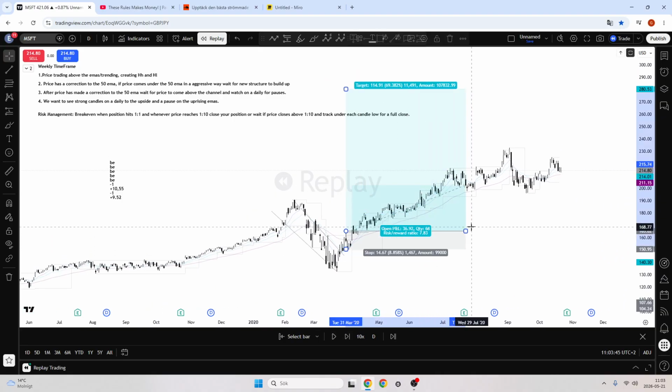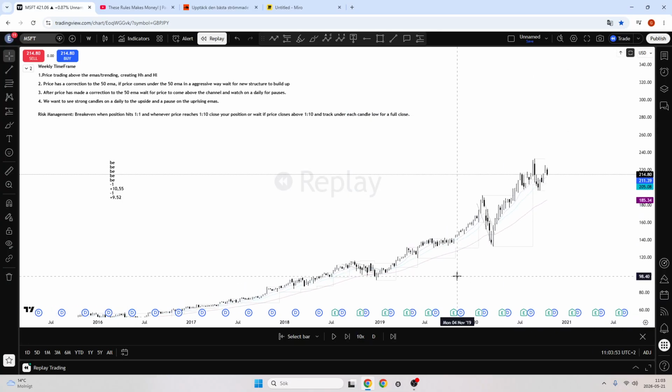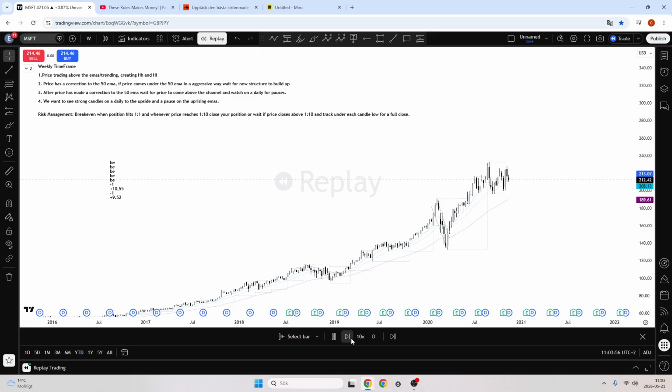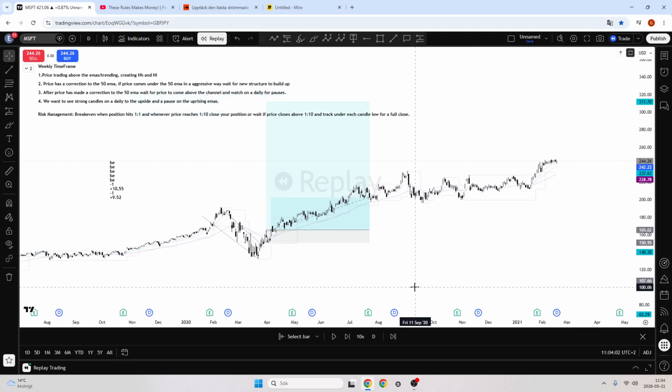This is a big stop loss, as you guys can see, but it matches our rules perfectly. We will actually just do like this. Now we check it on a daily. Just do like this.